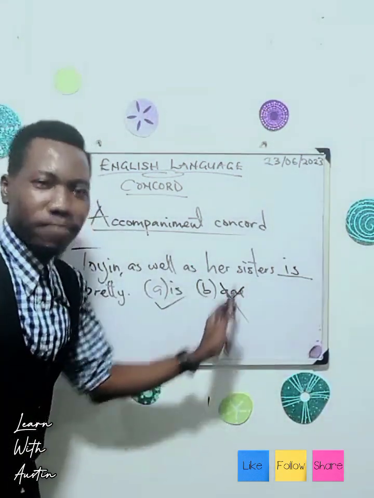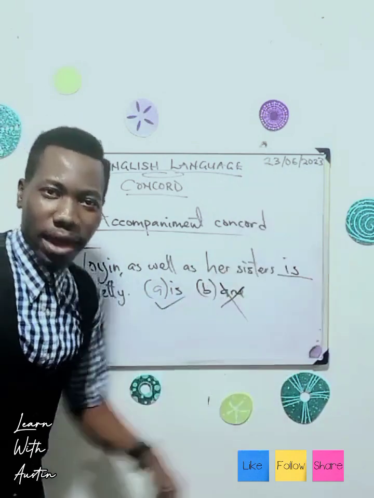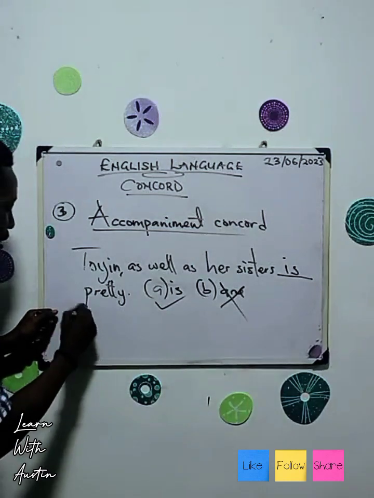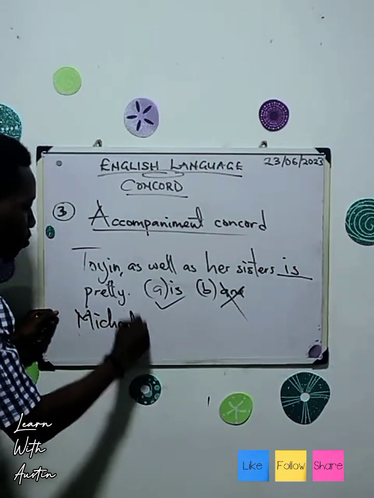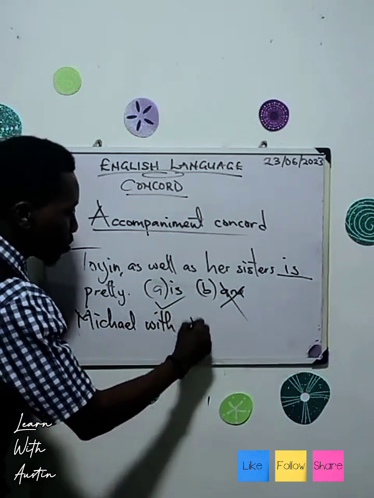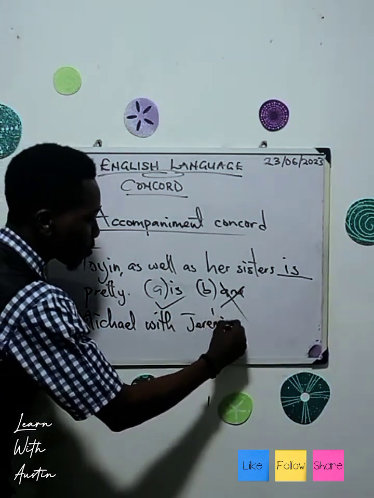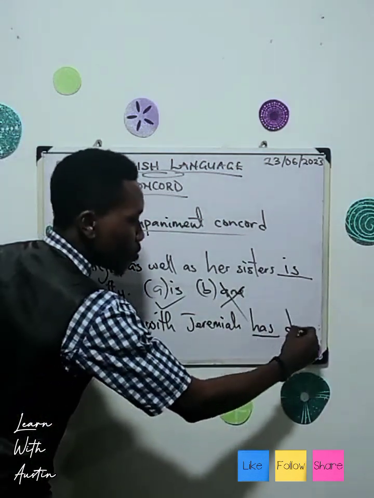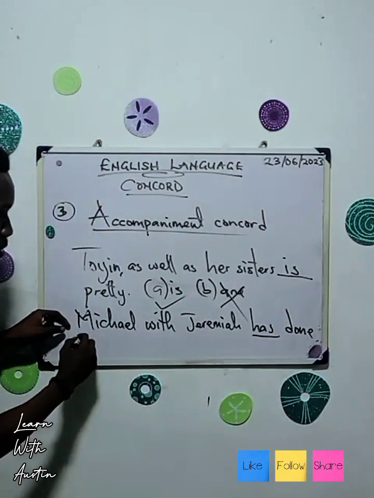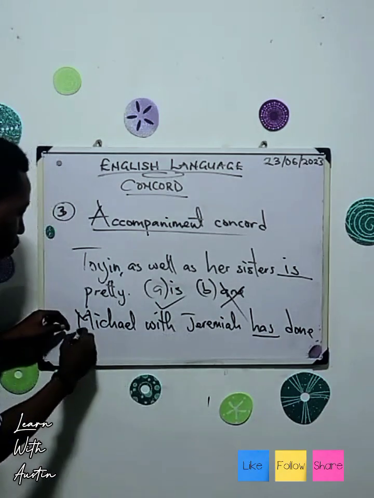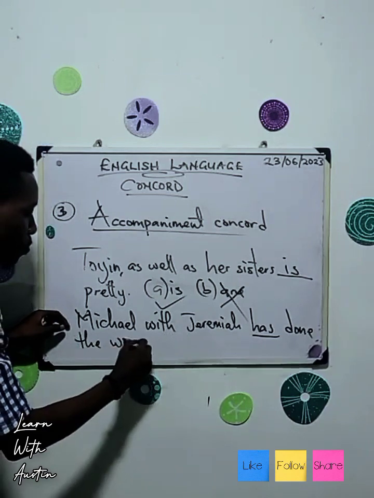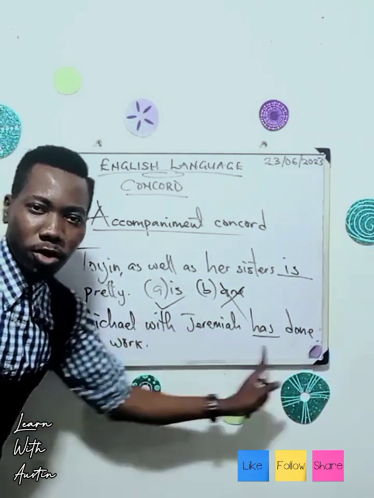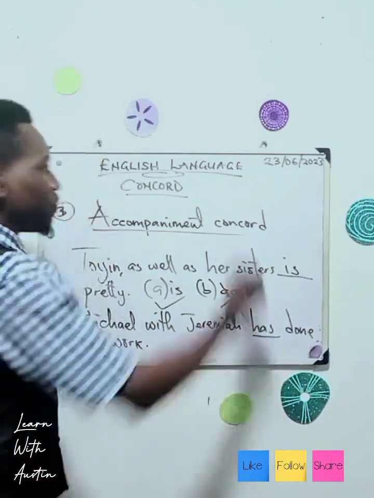Michael with Jeremiah came to my house. Okay, that's even past tense. Michael with Jeremiah has done the work. It is not have. You would say, okay, because he has seen two people, it becomes have. No. Yes, we know that have goes with plural.